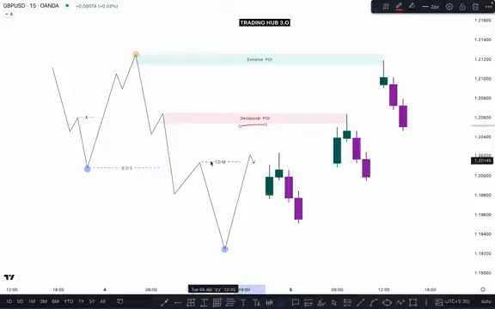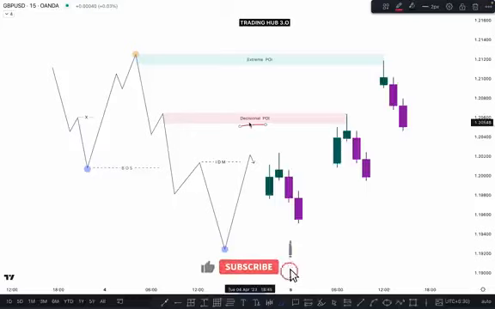Because some people say the inducement is taken out, then 100% sell. No, you have to sell and buy when the market gives a reaction. Wait for the reaction. When the market takes out the liquidity, takes out the inducement and gives a reaction in candlestick formation, then you can take a decision for the buy and sell.